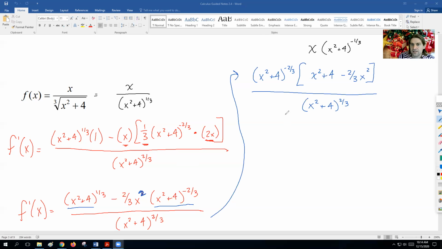So if we want to simplify this to make this better, we can move this negative 2/3 power down to the bottom. And when we do that, it becomes (x squared plus 4) to the 4/3 power on the bottom. And the top, we combine the x squared and the minus 2/3 x squared. So that'd be 1/3 x squared plus 4. Now, that's a pretty good answer there. We could factor out a 1/3 and move that down to the bottom, but I think that's plenty good there.